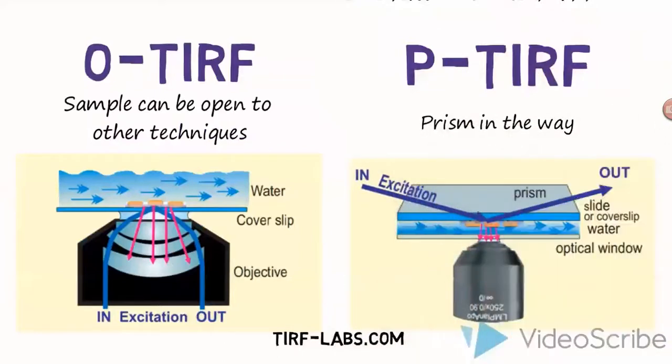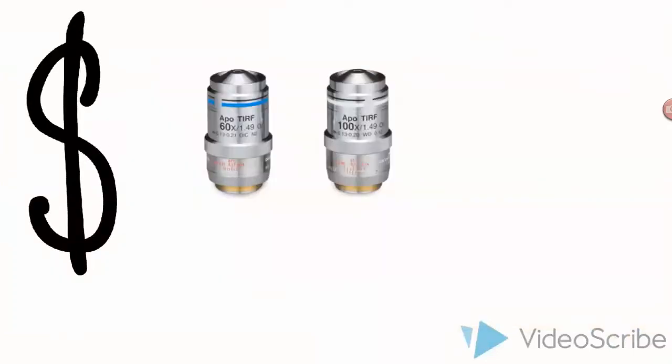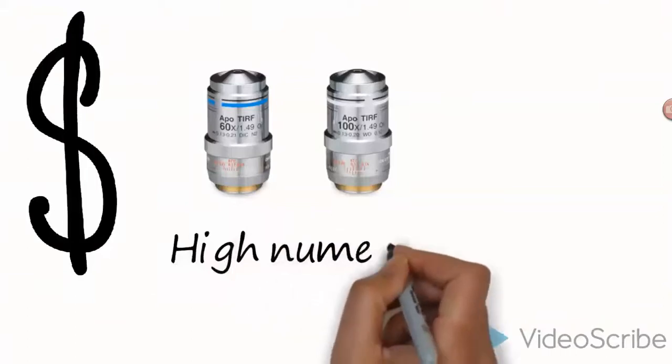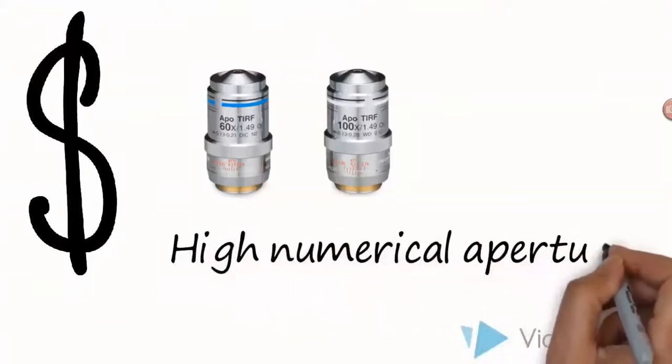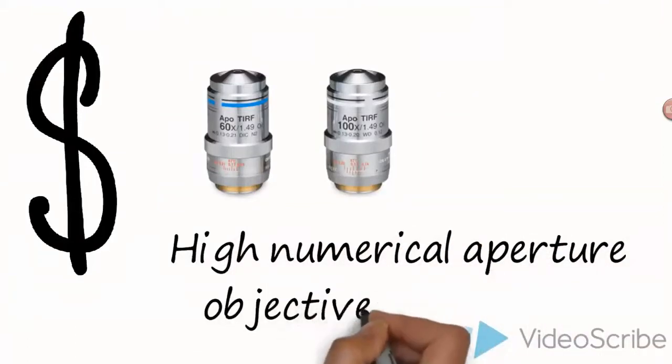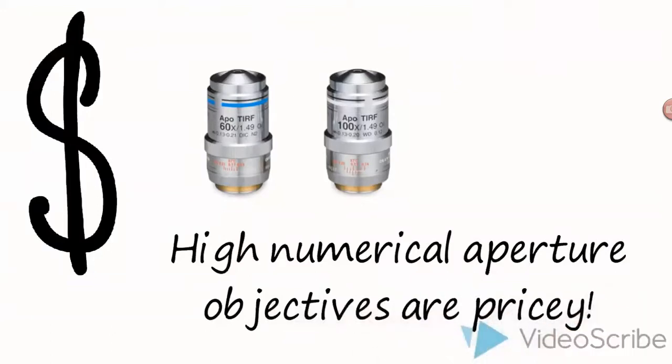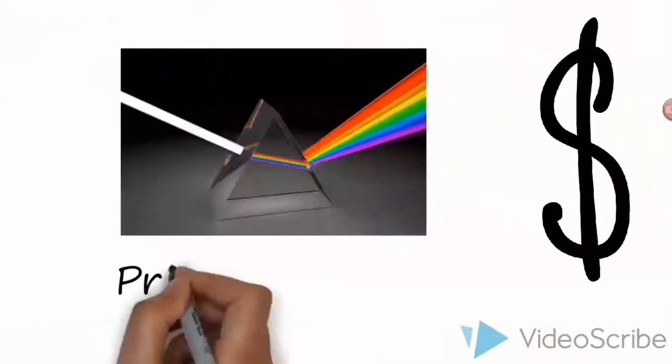When it comes to money, p-TURF is by far the financially friendly option. To get a high numerical aperture objective lens capable of pulling off TURF, you must be willing to spend a couple thousand dollars on the objective alone. P-TURF does not require such an expensive lens because the critical angle is achieved with a prism.